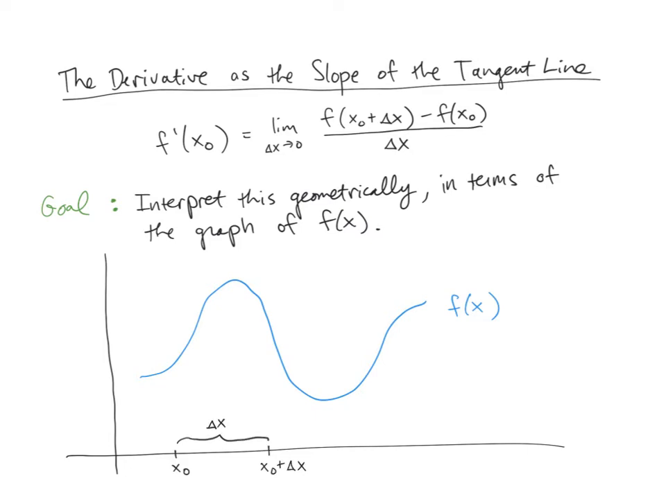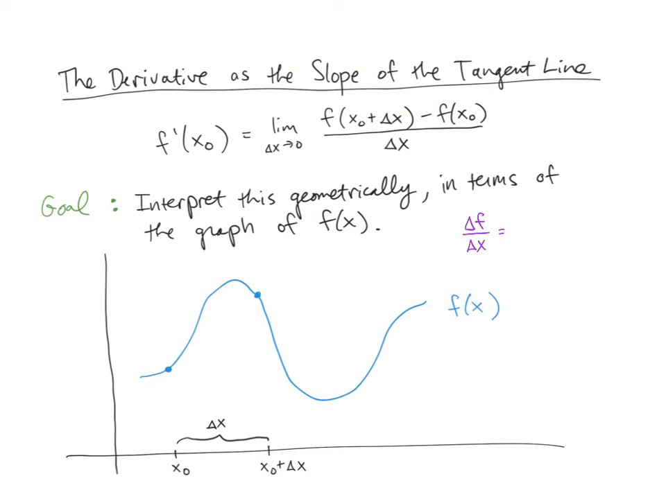Right? And our function takes, so we have this value f at x naught, and then we have the value of the function at x naught plus delta x. These 2 points here represent the value of the function at x naught and the value of the function at x naught plus delta x. So the first question is, what is this quantity in terms of the graph? Remember, this quantity is delta f over delta x, the change in f over the change in x.